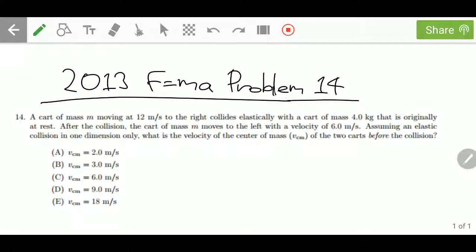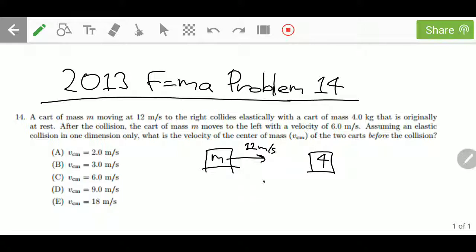Hello. In this video, I'm going to explain problem 14 from the 2013 F equals MA exam. In this problem, we have a cart of mass m moving at 12 meters per second to the right, and it will collide elastically with a cart of mass 4 kilograms that is originally at rest.